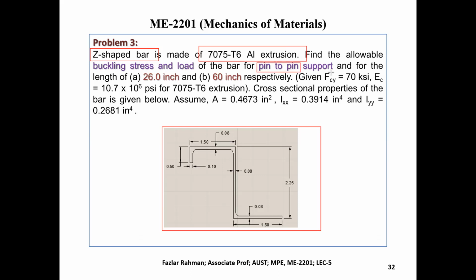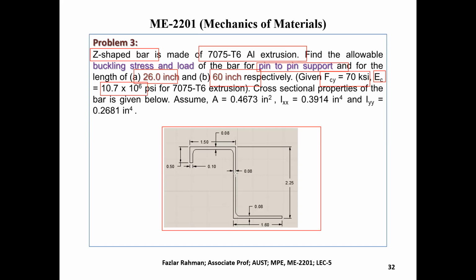Now the support is pin to pin, and you need to figure out for length 26 inch, then you need to figure out for length 16 inch. And FCY, that means sigma Y, is given 70 KSI, and EC is given 10.7 into 10 to the power 6, and this is the material.